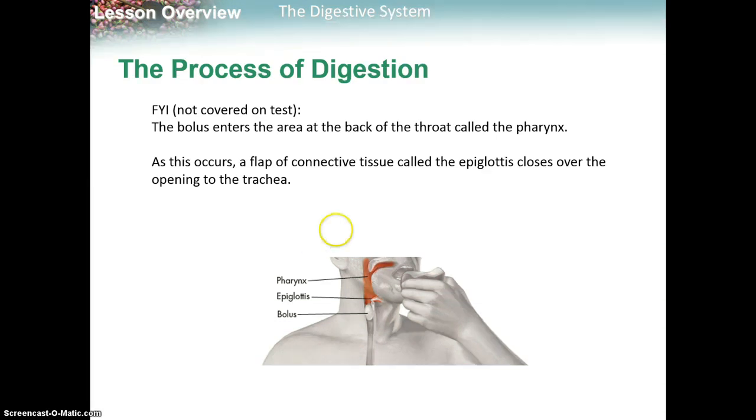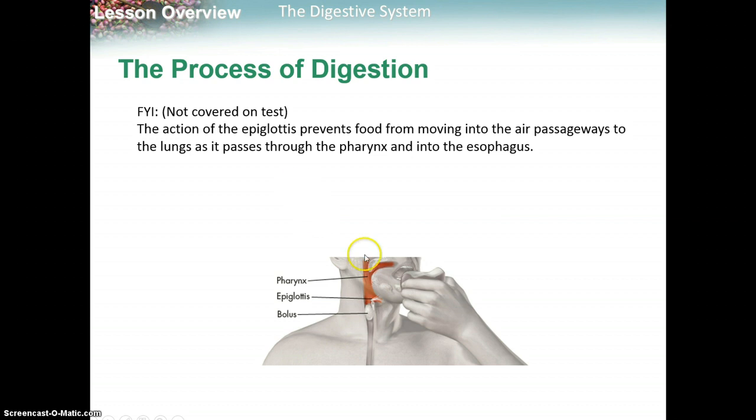So the bolus is going to enter the back of your throat, and this area is called the pharynx. And as this occurs, this little flap here, the epiglottis, closes the opening of your trachea, which is what leads to the lungs. So the whole point of this epiglottis flap is to prevent food from going into your trachea. So to prevent you from choking.